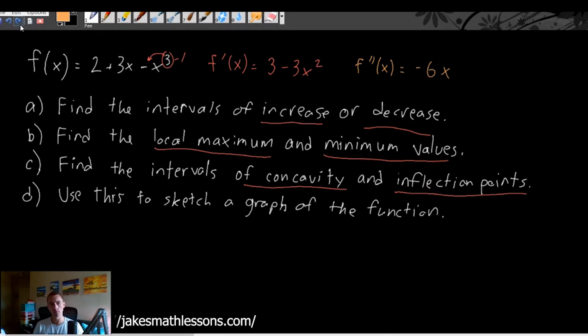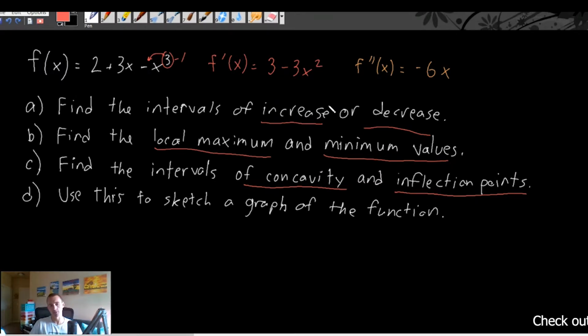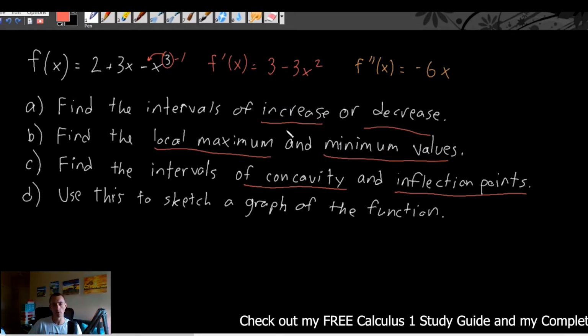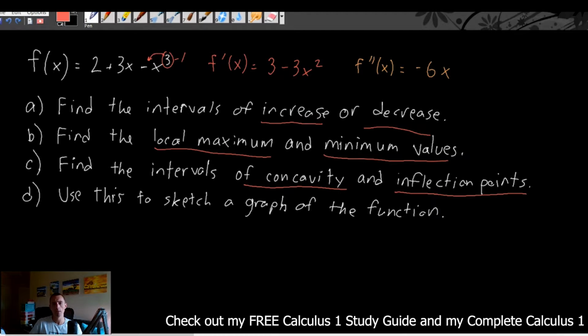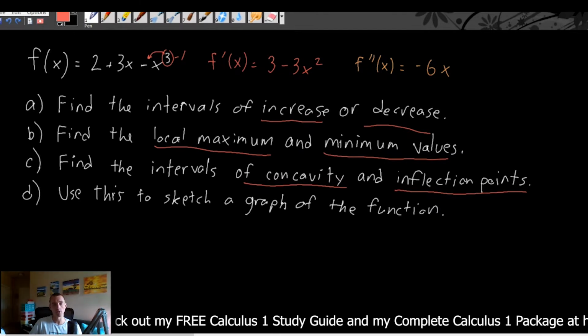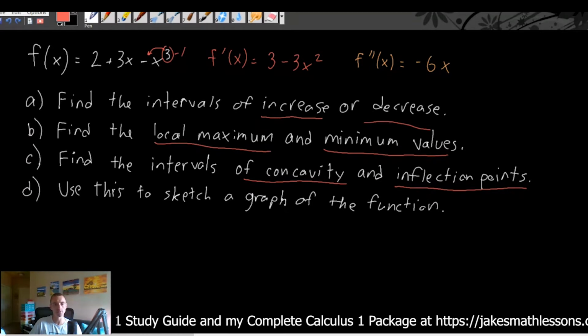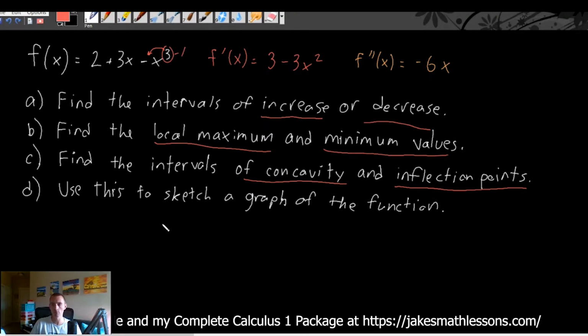Okay, so now once we have our first and second derivative, there are a few steps that we want to think about. Let's start with finding our intervals of increasing and decreasing. That's generally going to be the easiest thing to start with, but both part A and B, where we're trying to find our intervals of increasing or decreasing, and find where we have local maximum and minimum values, are both going to require us to find our critical numbers. So how do you find the critical number of a function? Well, all you have to do is take the derivative and set it equal to 0 and solve for x.